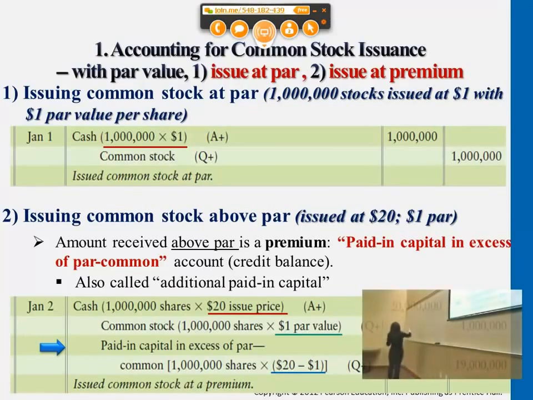So if we post this information to the T-account, you will have $1 million under common stock still, the same as the first entry, because face value is still $1 times 1 million shares. For paid in capital in excess of par, you have $19 million here on the right-hand side. That will be the difference between issue price and face value, again times the number of shares. So in this T-account, on the right-hand side common stock increases $1 million, and on the right-hand side paid in capital in excess of par increases $19 million.